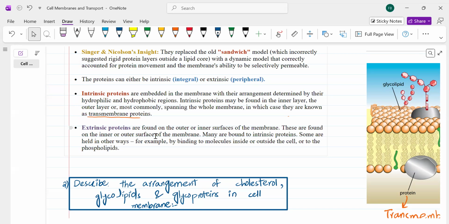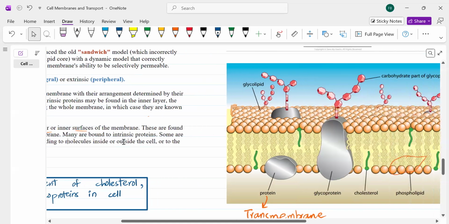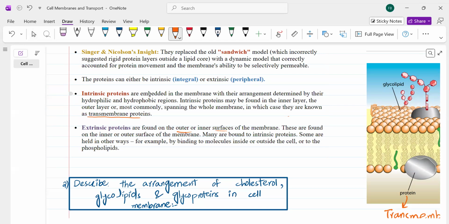And when we talk about the extrinsic proteins, they are found on the outer or the inner surface. Extrinsic means the outer or inner surface of the membrane, not within the membrane. This is the difference. If you talk about intrinsic proteins, they are embedded in the membrane.